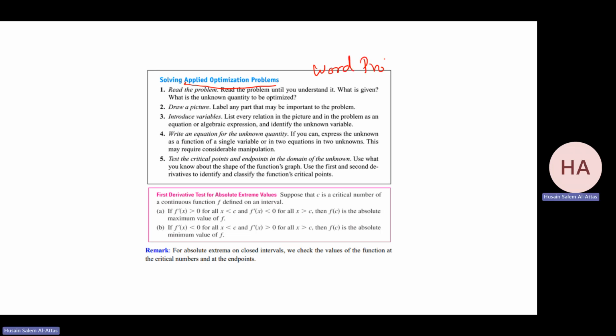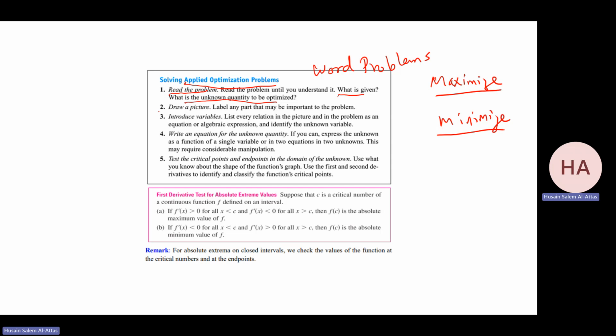So as usual, when we deal with word problems, we need to read the problem. What is given, what is unknown to be optimized. At the end, in each question, we want to optimize something. We want to maximize or minimize a function. In each question, you need to maximize something or you need to minimize something.